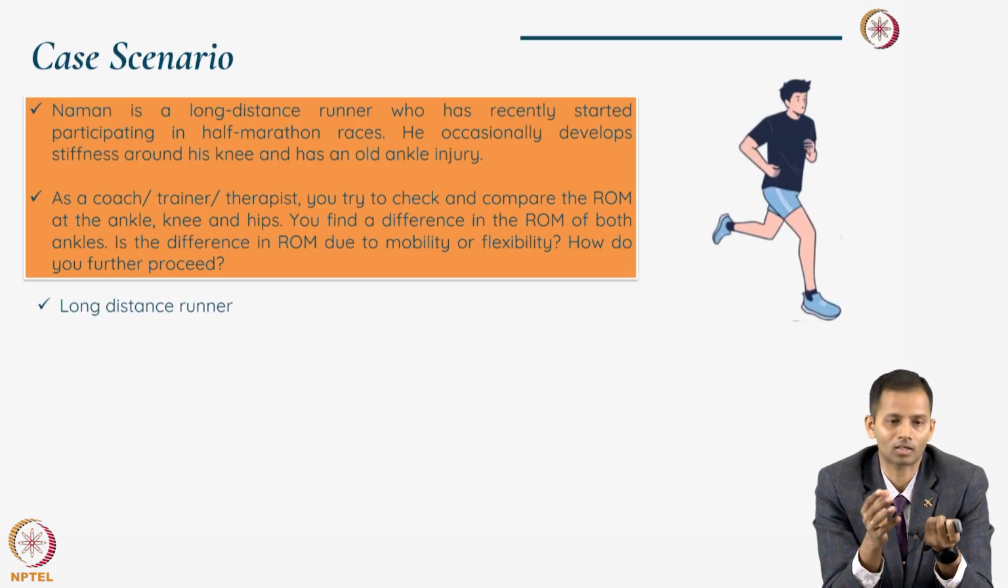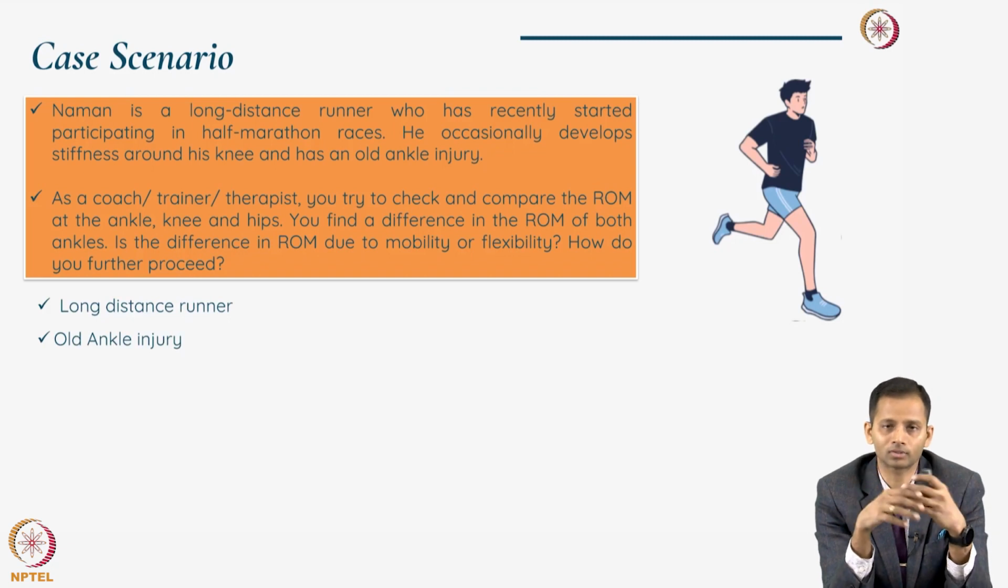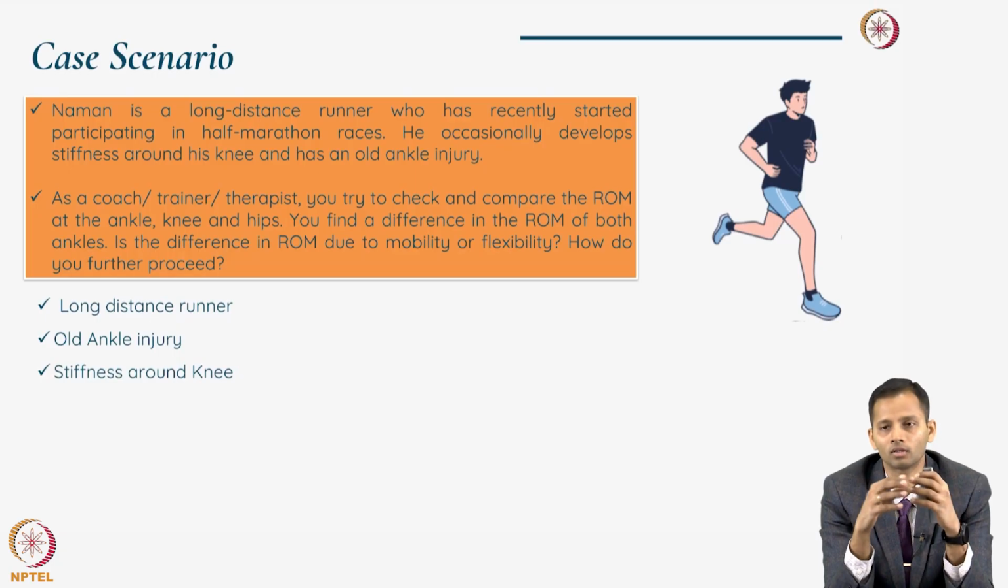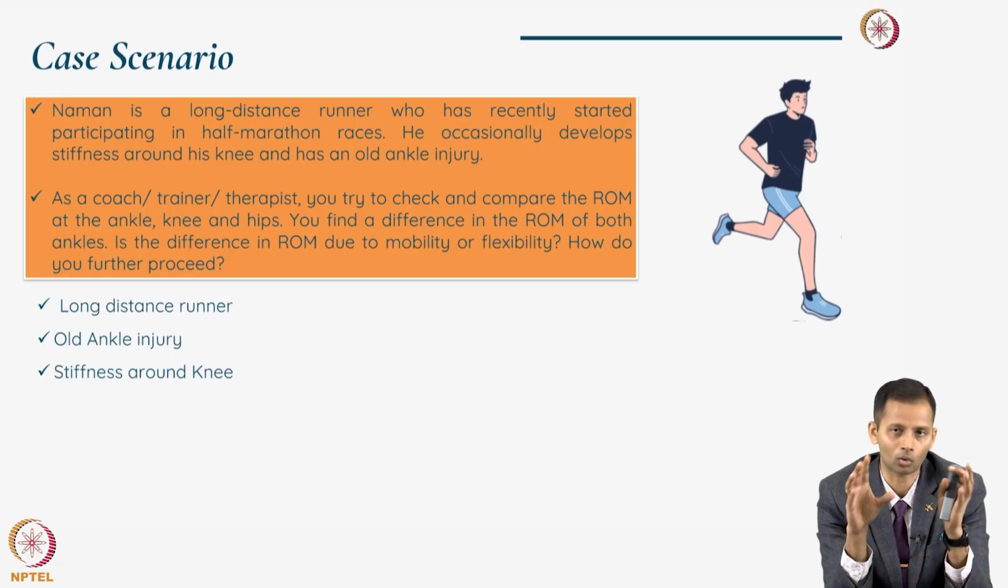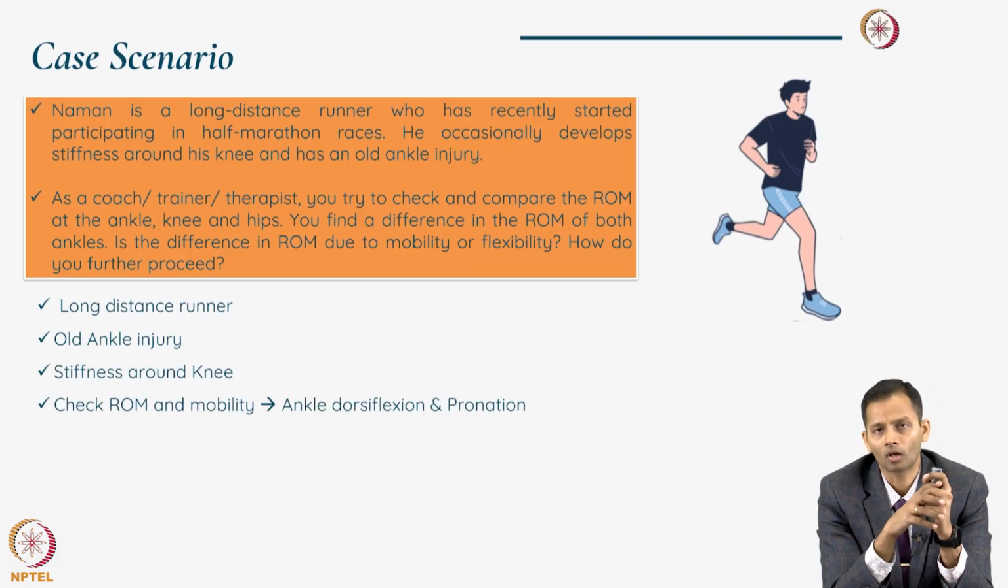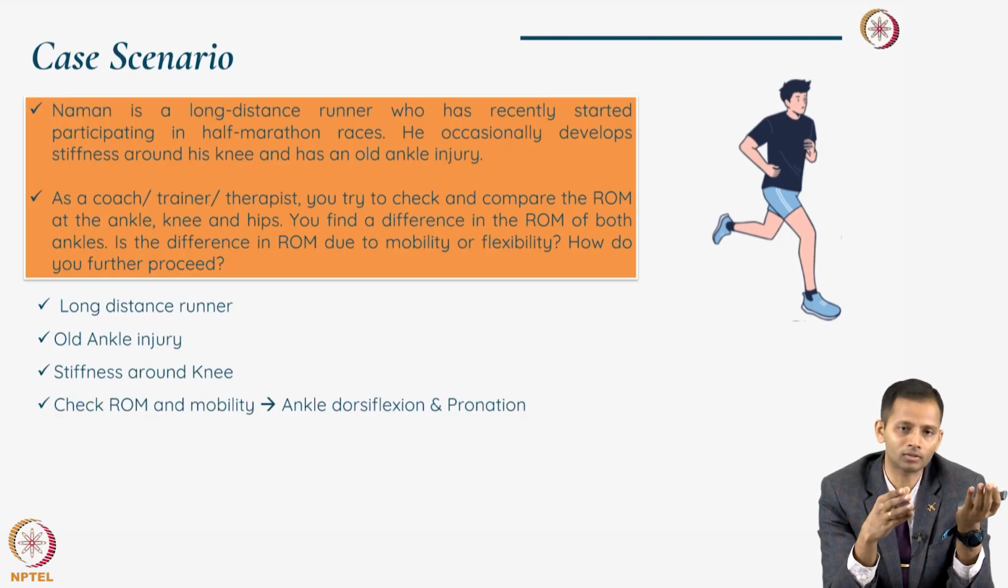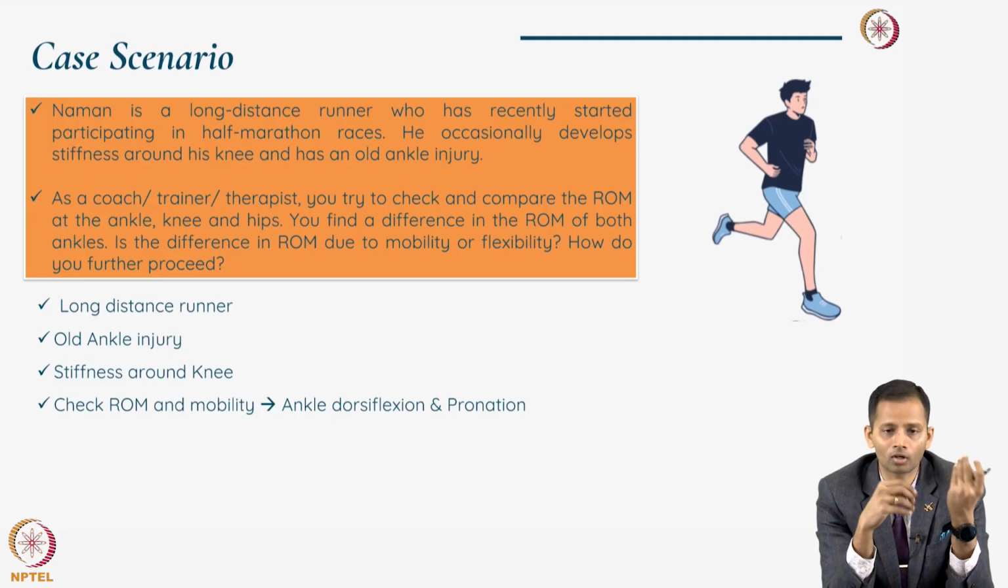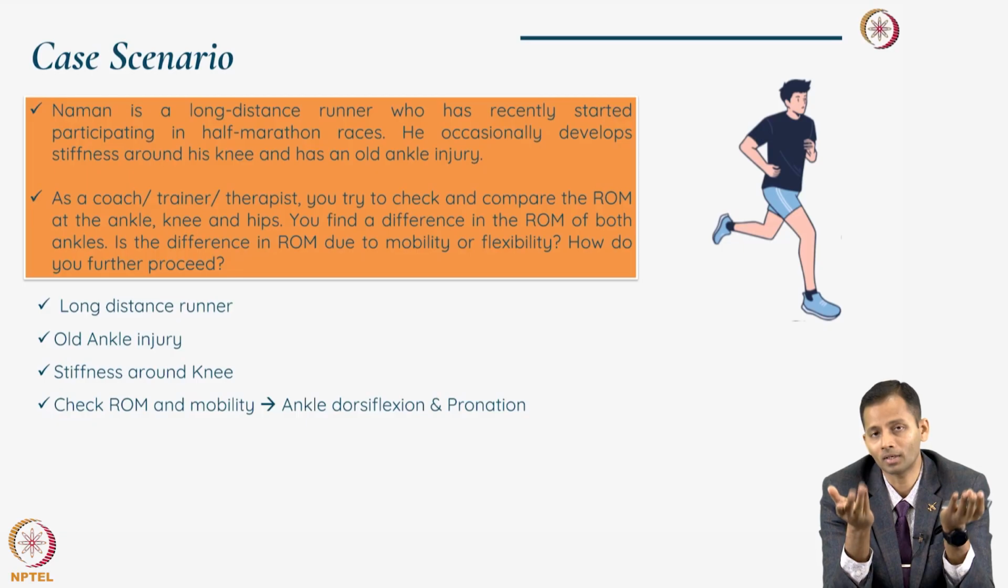It's a long distance runner, who also gives a history of an old ankle injury, right? So he says that there's some stiffness around the knee. So you check the range of motion and the mobility, and you find that there may be a decrease or change in the ankle dorsiflexion, and there may be increased mobility in the ankle joint with increased pronation.